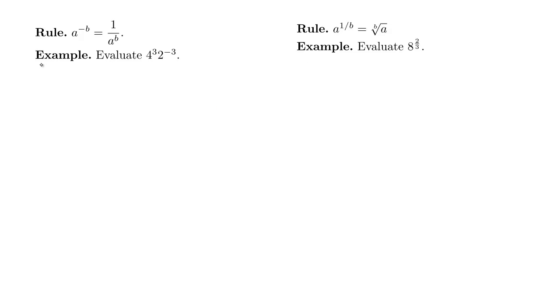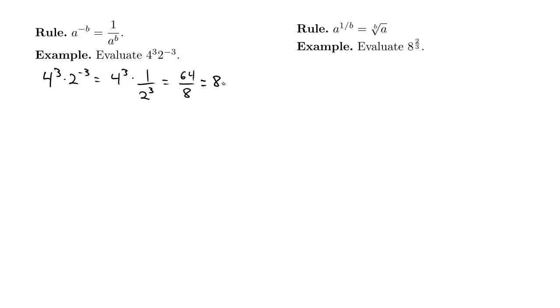Our next rule gives meaning to negative exponents. When we have a to the negative b, that's the same as 1 over a to the b, or the reciprocal of a to the b. Let's use this rule to evaluate 4 to the 3 times 2 to the minus 3. Using this rule, this is simply 4 to the 3 over 2 to the 3, which is 64 over 8, or 8.